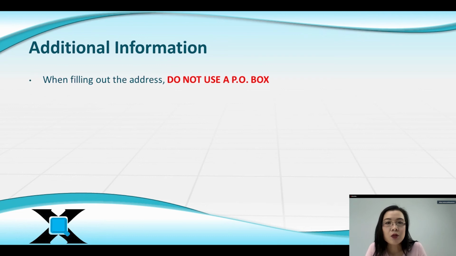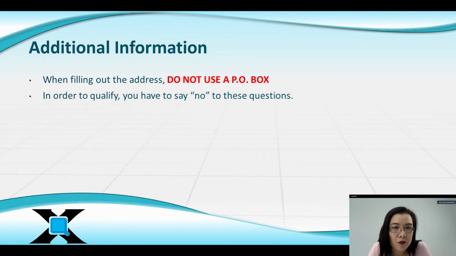Also on the additional information, most of this really, in order to qualify, you have to say no. Some of the questions are such as whether you, as a business owner, have been convicted of a criminal offense?